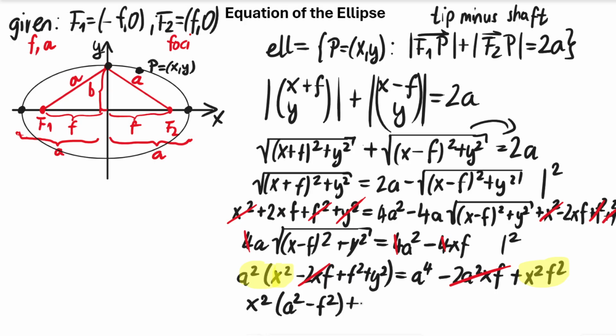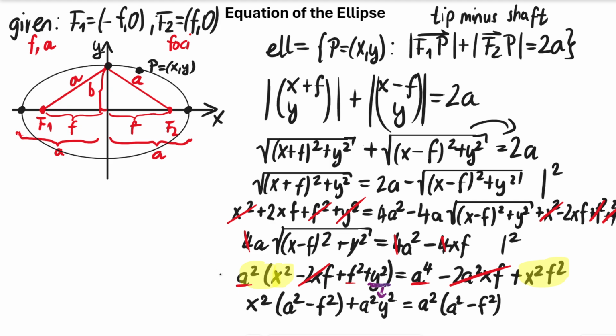What remains still here is plus a squared y squared from here. And on the right side, I factor out a squared also. So what remains is a squared inside and minus f squared. I think that's not too fast. Hopefully you can follow. So it's this part, and from the left side minus a squared f squared. Okay.